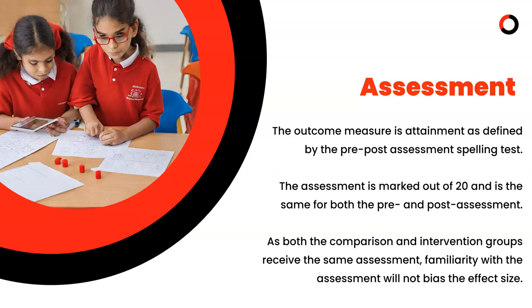So the assessment: the outcome measure is attainment as defined by a pre-post spelling test. The assessment is marked out of 20 and is the same for both the pre and the post. As both the comparison and intervention groups receive the same assessment, familiarity with this should not bias the effect. So from your original list of 40 words, you select 20, which will then act as your pre and post assessment for both groups.